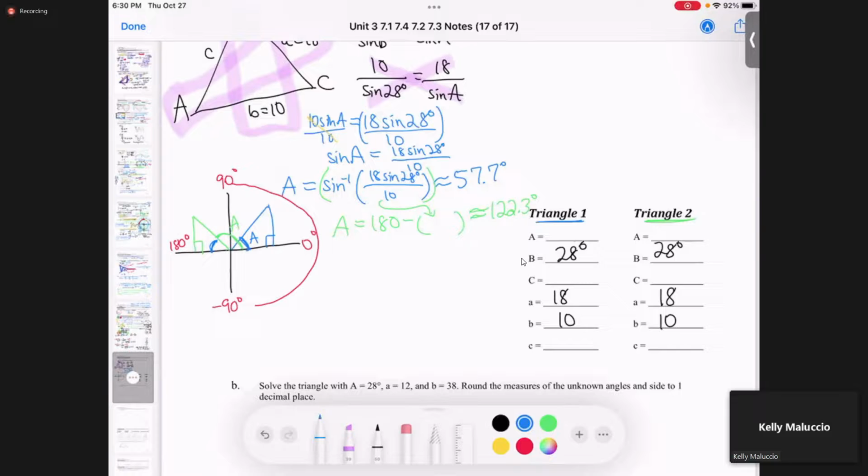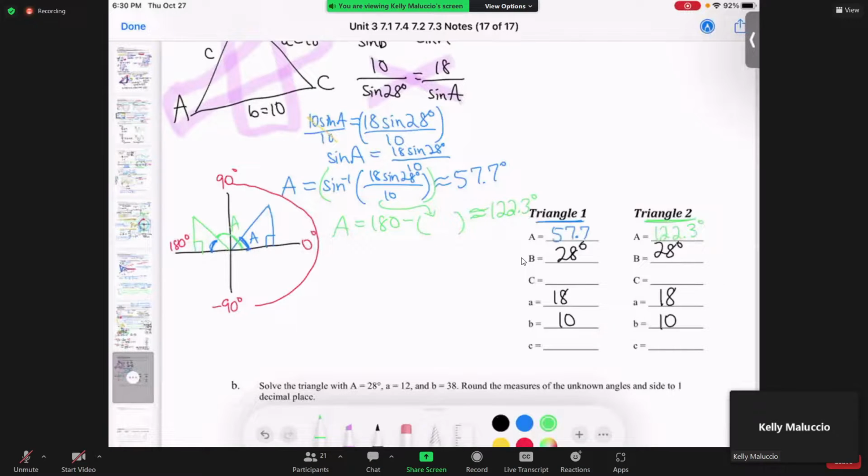So in the first triangle, there are basically 2 answers here. If it's this one, then angle A is 57.7, and we go from there and we can solve the rest of this. If it is the green triangle, it's 122.3 degrees. Oh, I should be writing degrees.